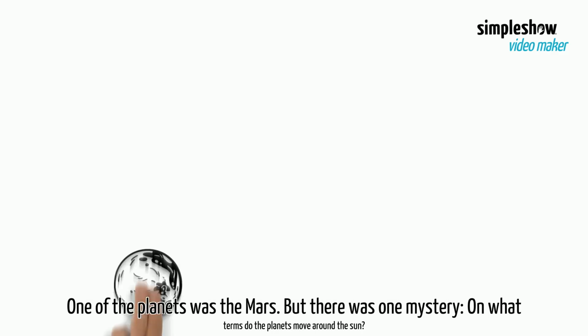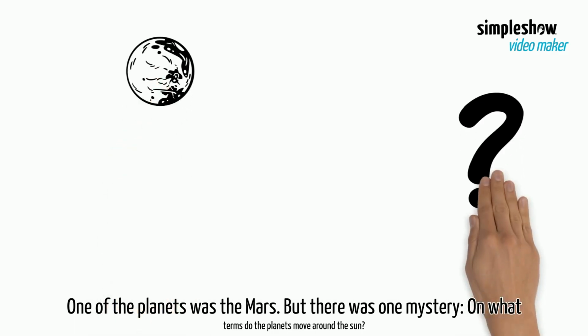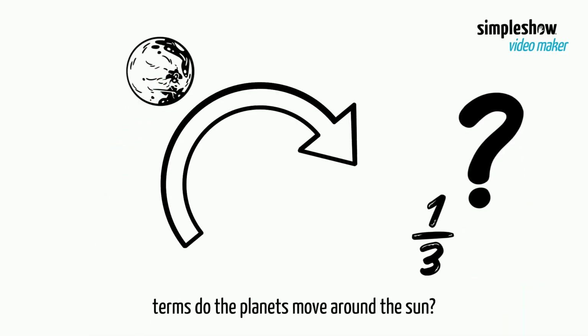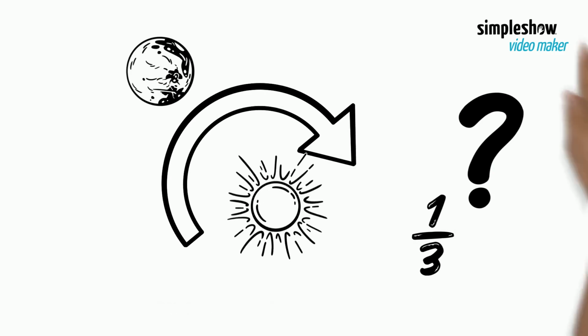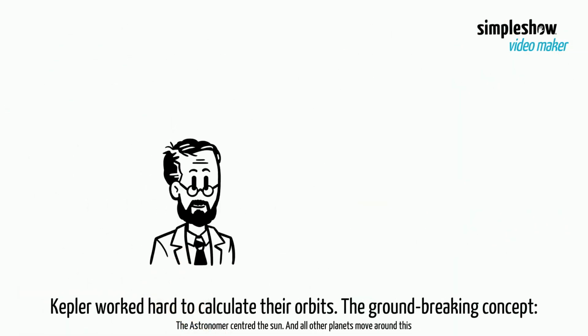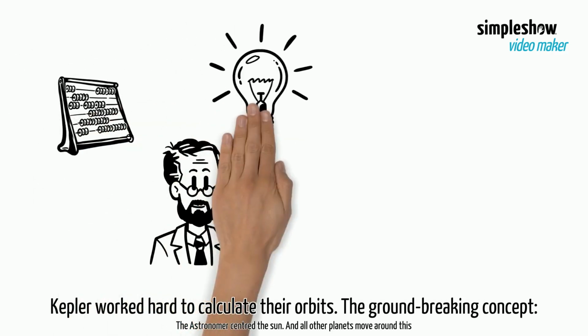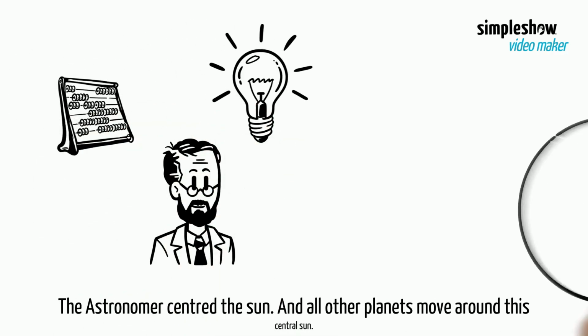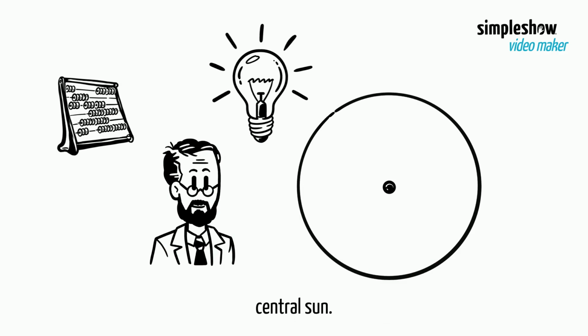One of the planets was Mars. But there was one mystery: on what terms do the planets move around the Sun? Kepler worked hard to calculate their orbits. The groundbreaking concept: the astronomer centered the Sun, and all other planets move around this central Sun.